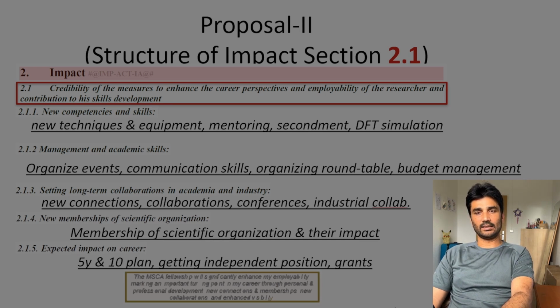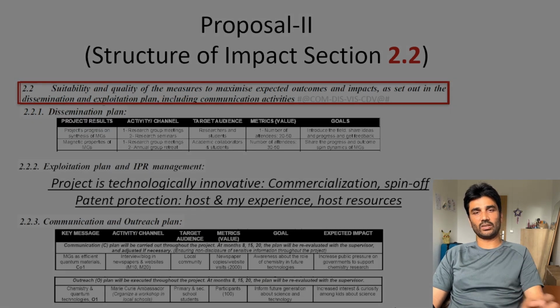And then is the next section, 2.2, of my second proposal. Here I mentioned the dissemination plan, exploitation plan, and communication and outreach plan. So in the dissemination plan, I wrote one table, and in this table you can see there are about 5 columns, and in each column I talk about what I am going to say in this dissemination plan and what activity I will do.